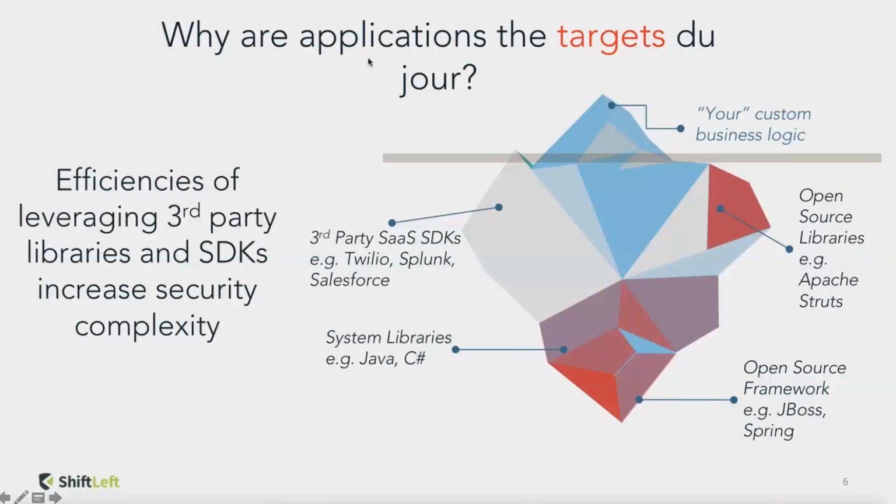The second aspect is complexity. Our applications today are the target du jour because our applications no longer are just code that our engineers write. The fabric is a composition of code that our engineers write, along with open source libraries that they use and frameworks that they deploy the entire fabric upon.